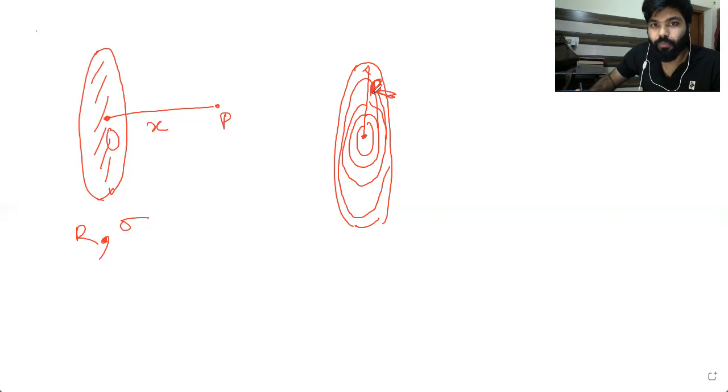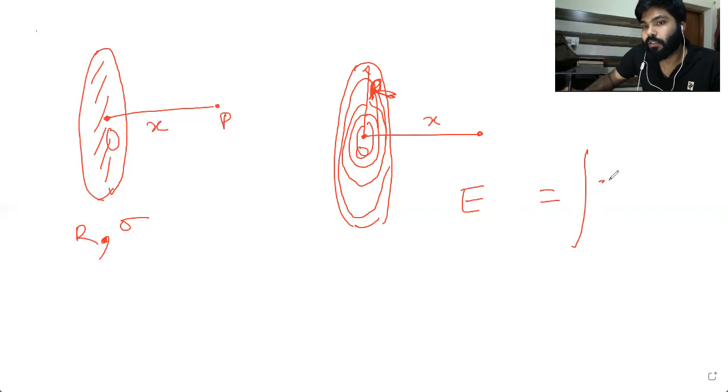Okay. So the electric field at a distance x from its center is the electric field of all such rings which are spread over radius r equal to 0 to radius r equal to R. This would be the electric field of the disk.